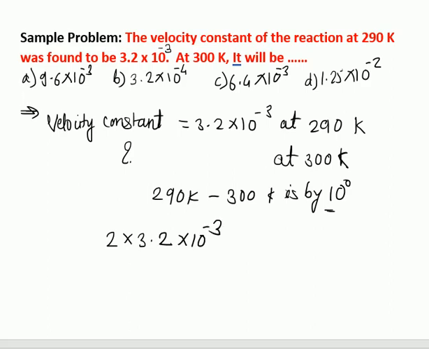In the next lecture we will see the units of rate constant and molecularity of reactions.